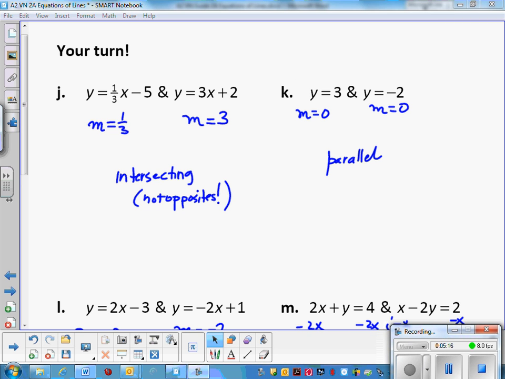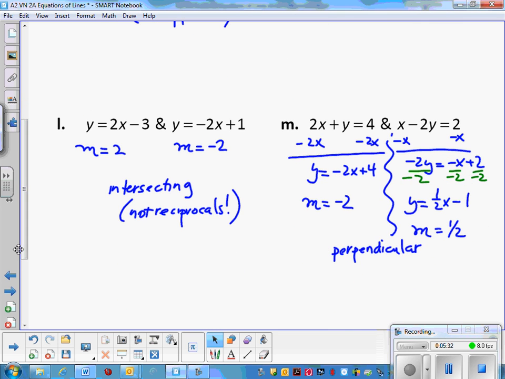So here's J and K. J's intersecting. They're not perpendicular because they're not opposites. K, they're both horizontal lines. m equals 0 for both of those, so they're parallel. And L, 2 and -2, they would be intersecting. They're not perpendicular because they are not reciprocals. And M, I needed to solve for y first, so I have it in slope-intercept form, and I can see my slope in here and here. And those turn out to be perpendicular.